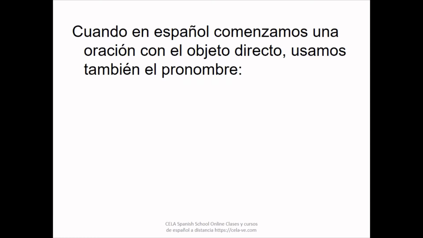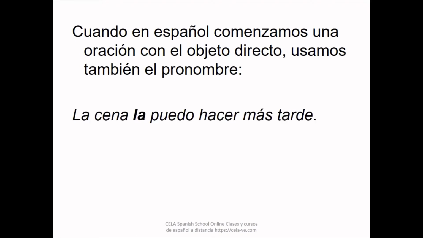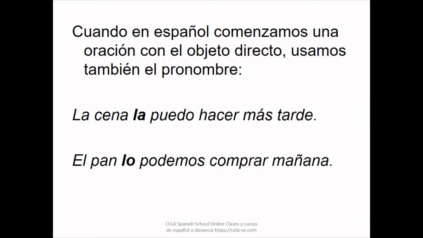In everyday speech, we sometimes begin a sentence with the direct object. For example, la cena la puedo hacer más tarde. If the sentence begins with the direct object, we place the corresponding direct object pronoun immediately after it. La cena la puedo hacer más tarde. This is typical for Spanish and does not exist in English and has no translation. El pan lo podemos comprar mañana.